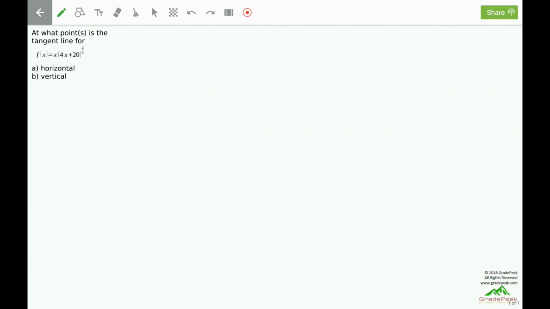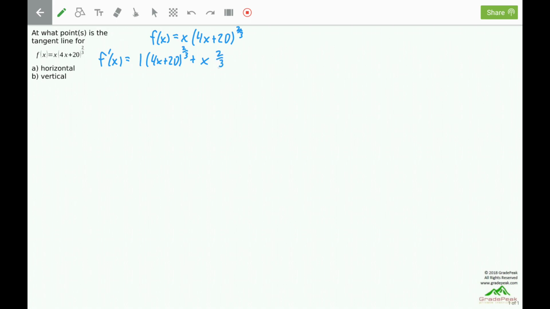So we're going to find the derivative of this function f of x. Now f of x here is the product of x times (4x plus 20) to the 2/3 power. So we'll make use of the product rule for the derivative. The derivative f prime of x will be the derivative of the first, a 1, times the second left alone, (4x plus 20) to the 2/3 power, plus the first left alone times the derivative of the second.